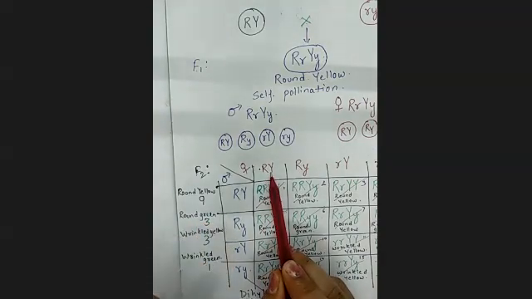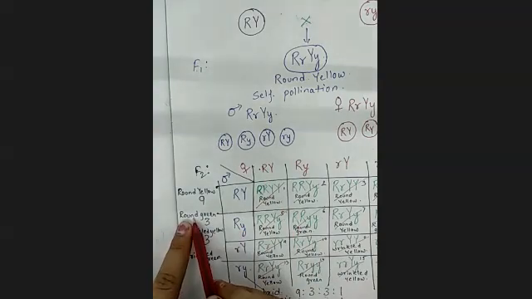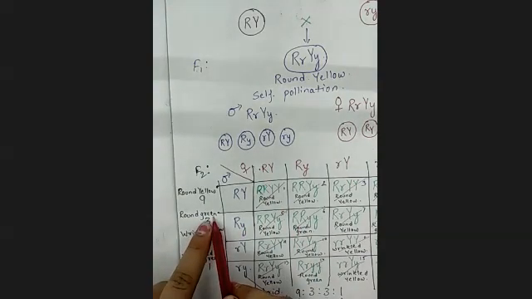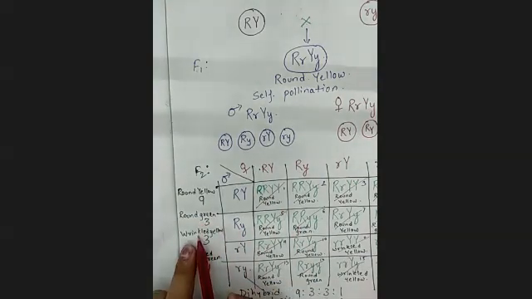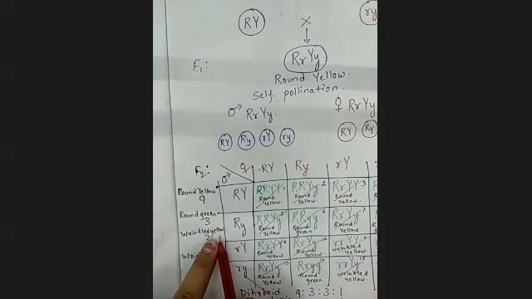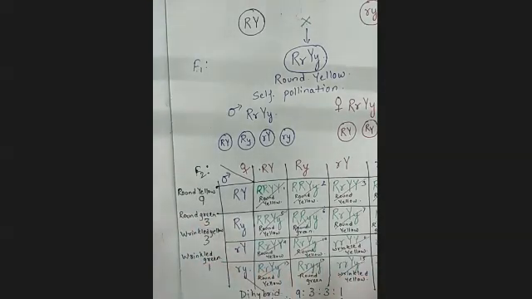That is not the thing. There may be the possibility that round can go along with green. There may be the possibility that this recessive can go along with the other dominant gene. There may be the possibility. Is it clear to you?